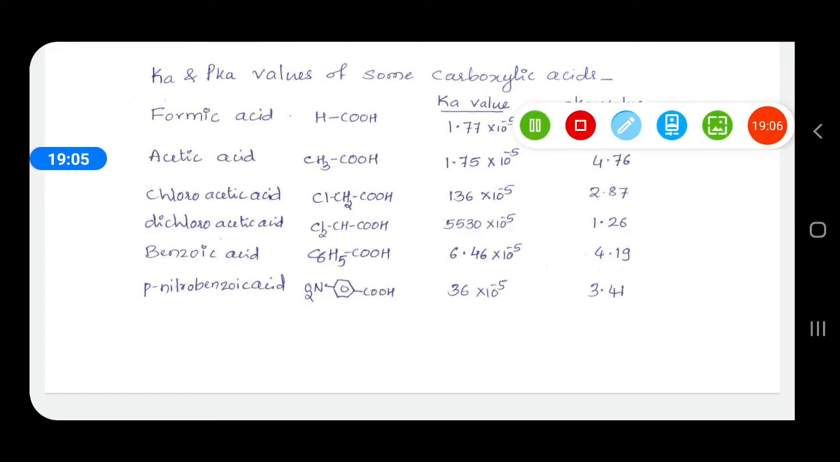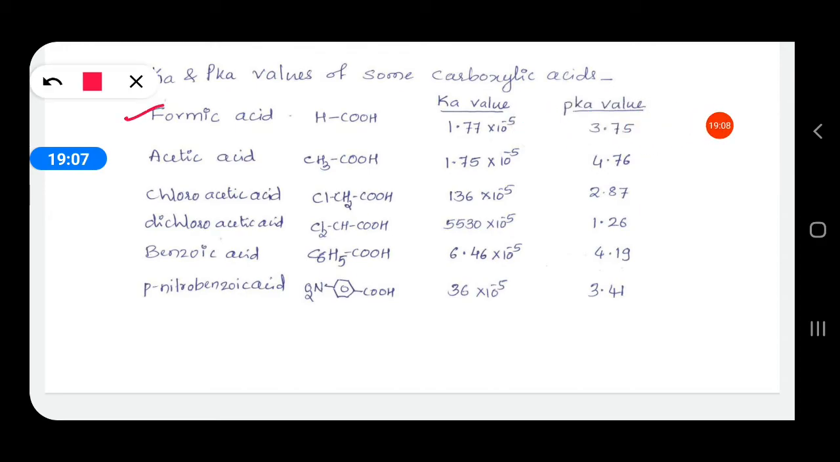acid. If you explain the acidity of formic acid and acetic acid, formic acid is stronger than acetic acid. That is because in acetic acid, the methyl group shows positive inductive effect. It releases electrons towards the carboxyl group, and due to that the ion is less stable. That is, acetate ion is less stable than formate ion. Therefore, formic acid is more acidic than acetic acid.